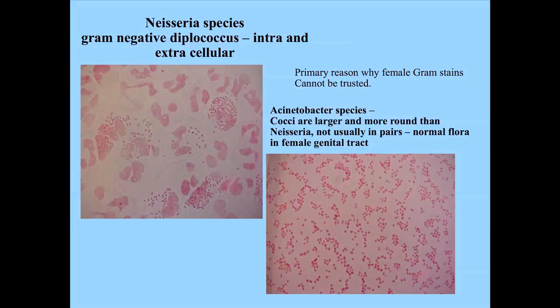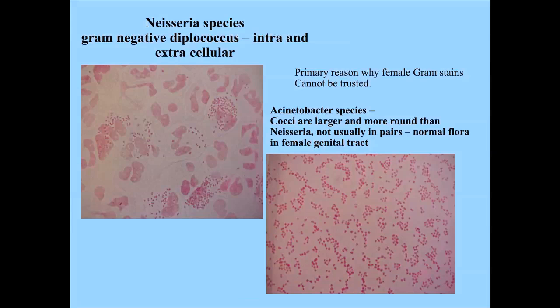This organism can commonly be found in the female genital tract, and it is one of the reasons why we do not want to read female gram stains for GC, because the presence of this normal flora organism could confuse a morphologist, and you could falsely call a gram stain positive when it is not.